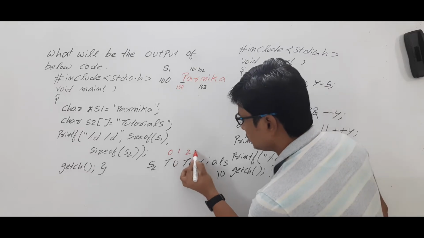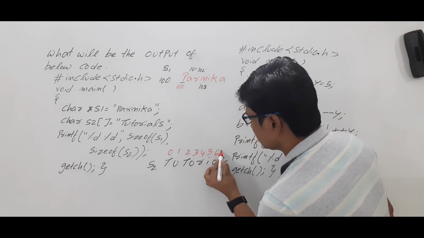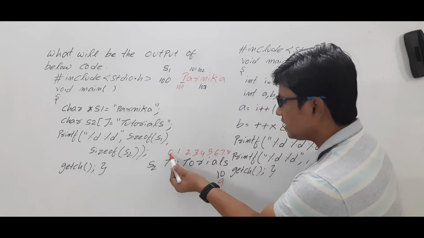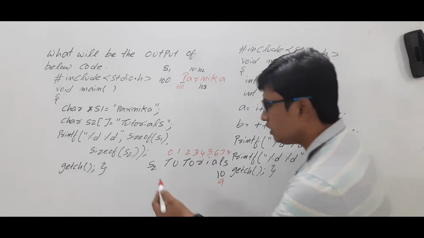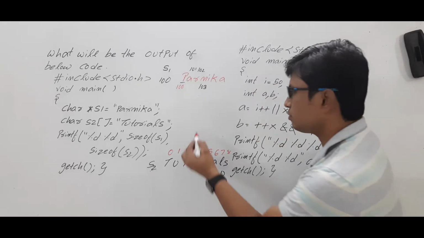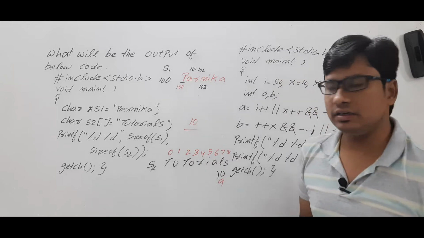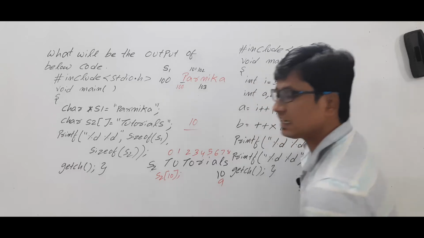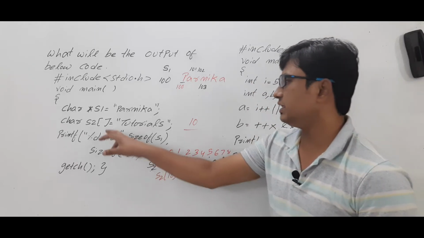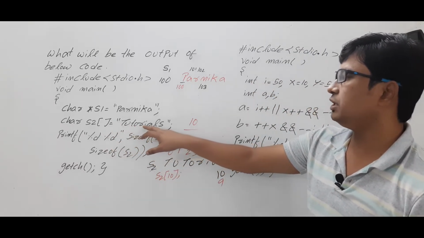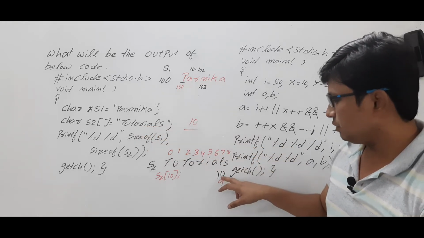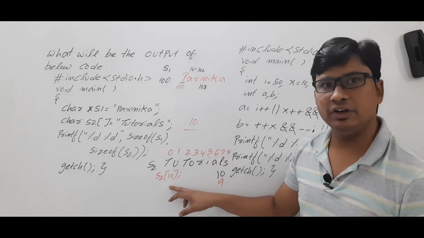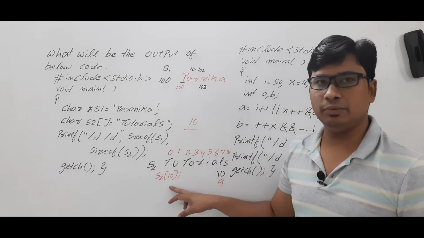So 1, 2, 3, 4, 5, 6, 7, 8, 9. So if you have the index from 0 to 9, what will be the size of this one? This one will be 10. Am I right or wrong? So this array can store 10 characters. That is the meaning here. So you have TUTORIALS and you also need to include the \0. So it will have a memory of 10 characters that can be stored.